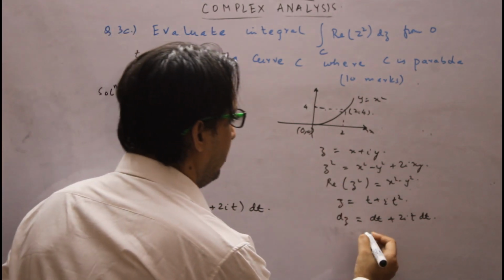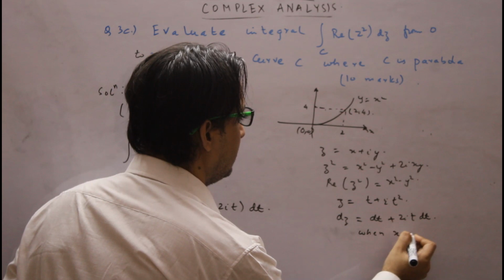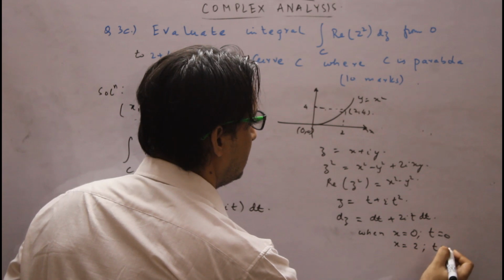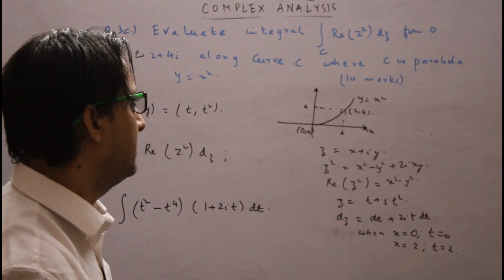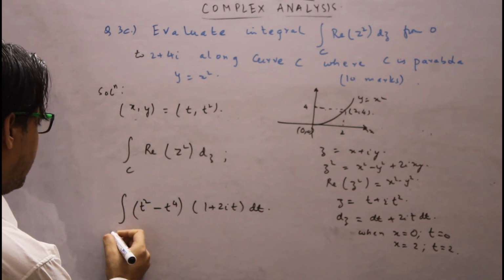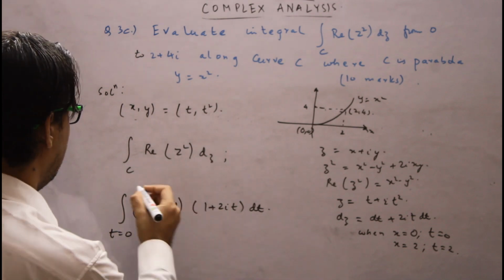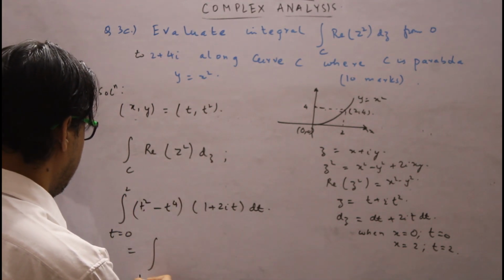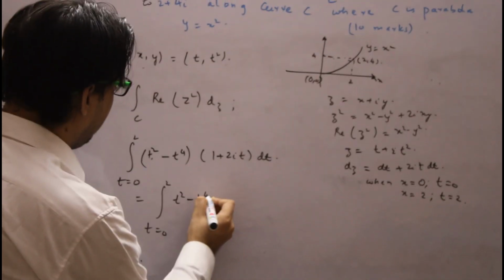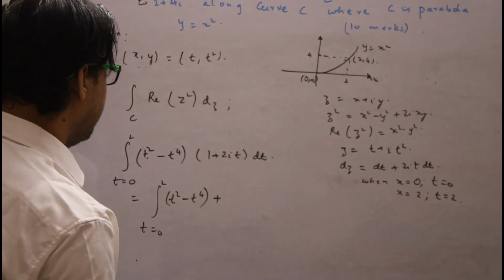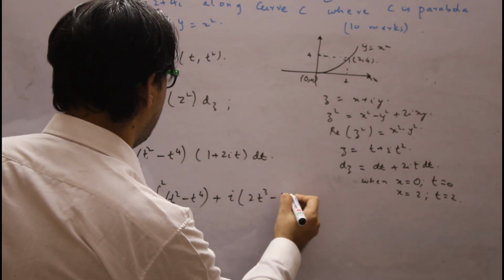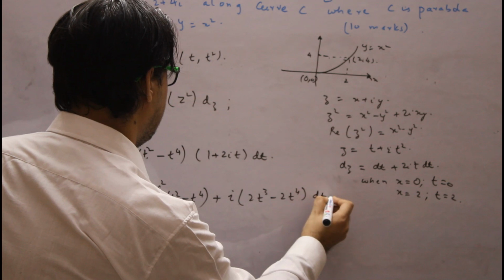So when x is equal to 0, t is equal to 0. When x is equal to 2, t is equal to how much? 2. You can see from here. Okay, so we have got our limits: t from 0 to 2. So I will now integrate this. This is t square minus t to the power 4, plus, I am going to write the imaginary part over here, 2t cube minus 2t to the power 4, dt.